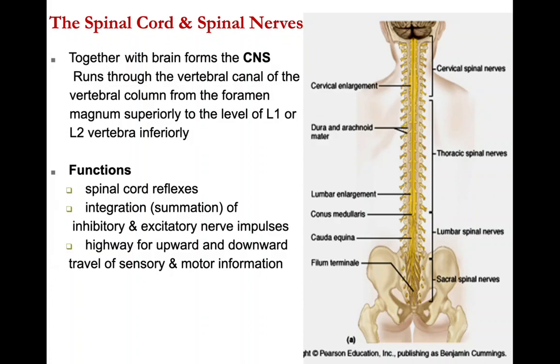So things that you'll have occur here, you do have some spinal cord reflexes. You have integration or summation of inhibitory and excitatory nerve impulses. What that means is if you have an excitatory and an inhibitory come in, they're kind of balancing out there. And it provides a highway for up and down travel of the sensory and motor information.